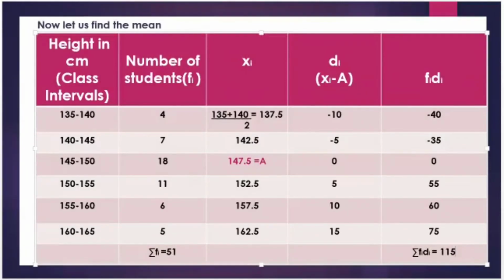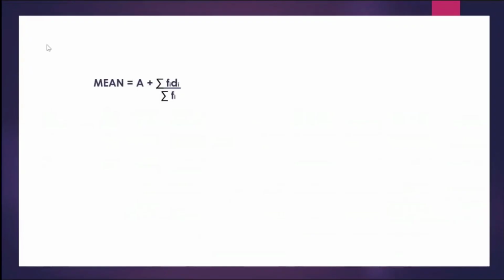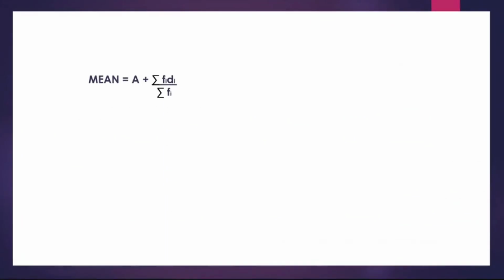I use the formula of the mean. I hope you remember the formula of the mean. The mean is given by A plus the sum of fidi upon the sum of fi. A is the assumed mean, which was 147.5. The sum of all fidi's was 115. The sum of all fi's is 51. So I put these in the formula. It comes out to be 147.5 plus 2.25, which finally comes out to be 149.75.